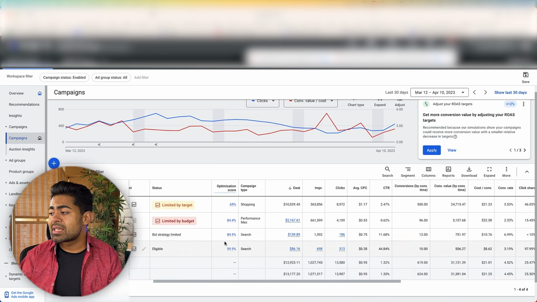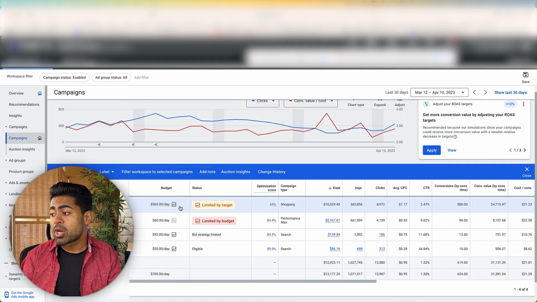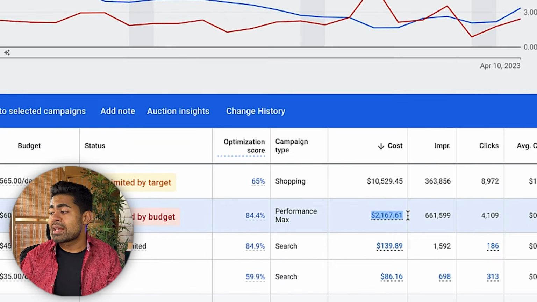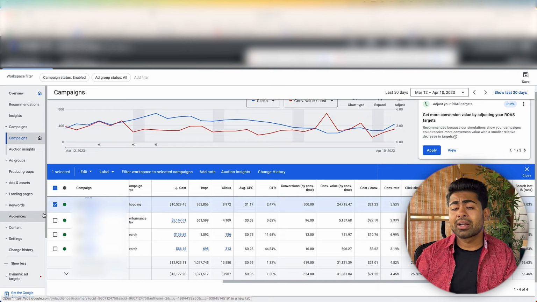So as you can see at the very top, this is a standard shopping campaign which has been running and has spent $10,500 in the last 30 days, which is pretty much because it's running at a $565 a day budget. Whereas the performance max campaign, it's only running at a $60 a day budget, and it's only spent $2,167 in the last 30 days. So clearly the standard shopping campaign is outperforming the performance max campaign here. But the approach is fairly simple.